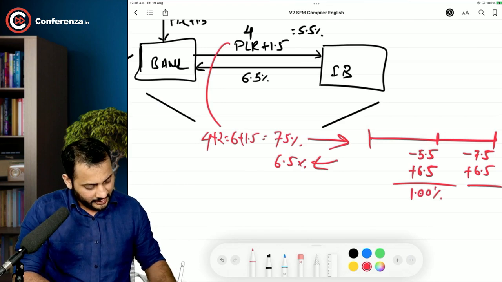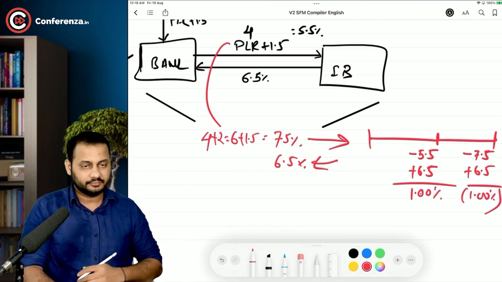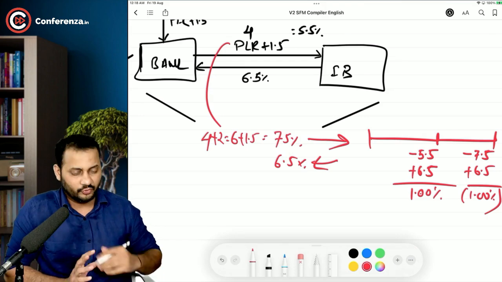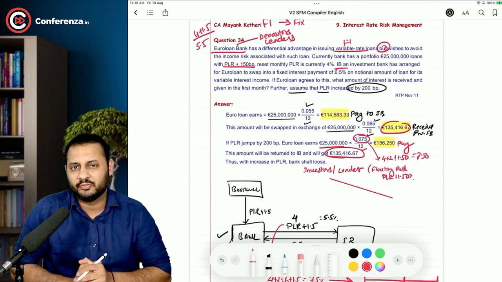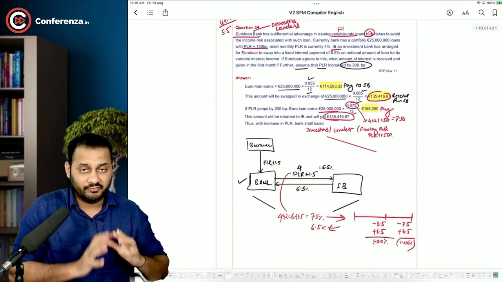So there was a profit of 1% here. And there was a loss of 1% here. And it will keep on changing. So the floating rate will keep on changing. So that's what the question was asking. It was very, very easy. RTP November 2011. Okay, sir. We have finished with this.